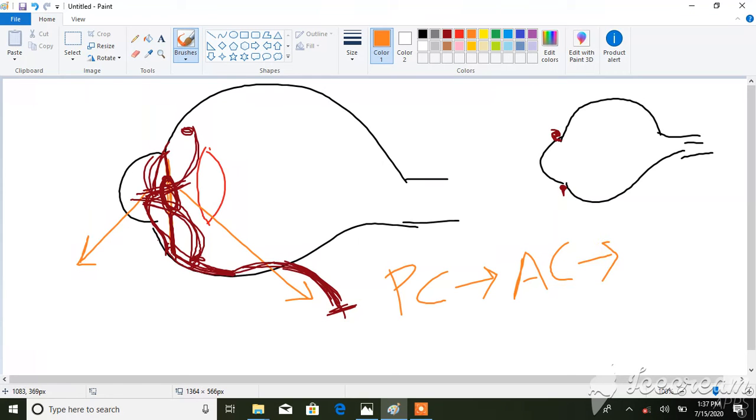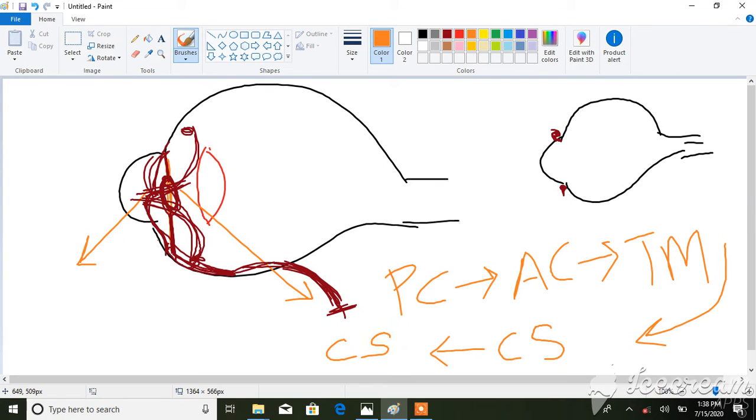This is the normal pathway of aqueous humor, meaning from the posterior chamber to the anterior chamber, from the anterior chamber to the trabecular meshwork, then from the trabecular meshwork to the canal of Schlemm, and then the aqueous humor drains through the subophthalmic vein, and finally into the cavernous sinus. This is the normal flow of aqueous humor.